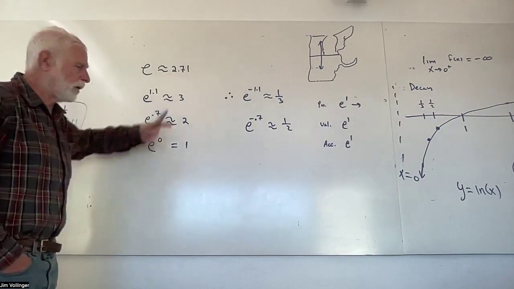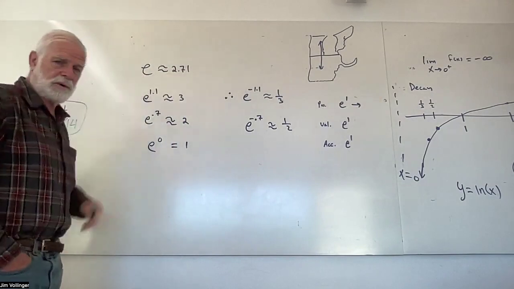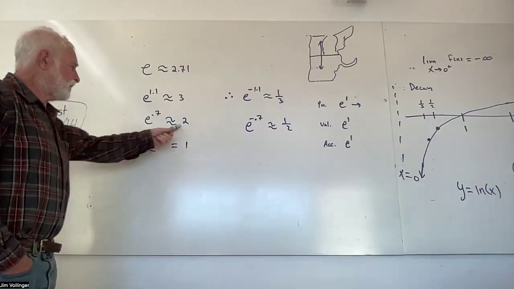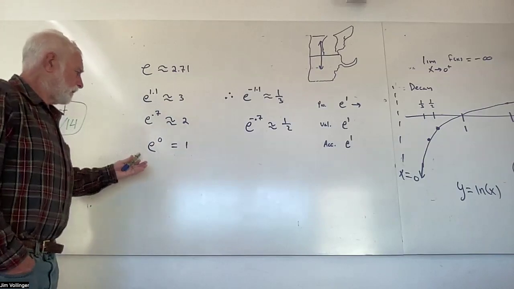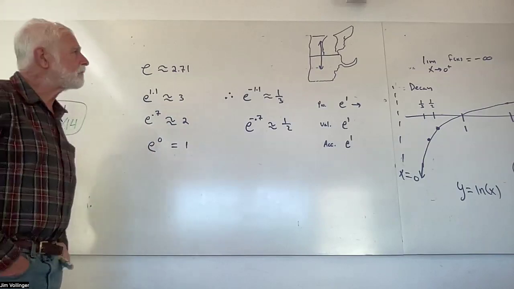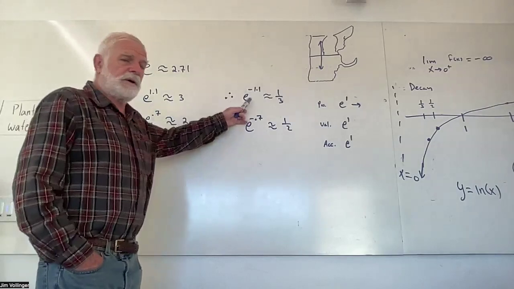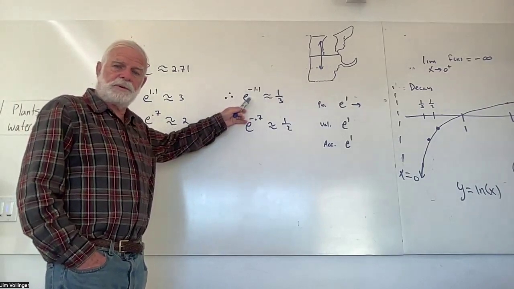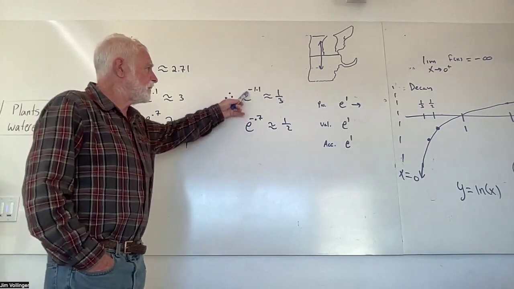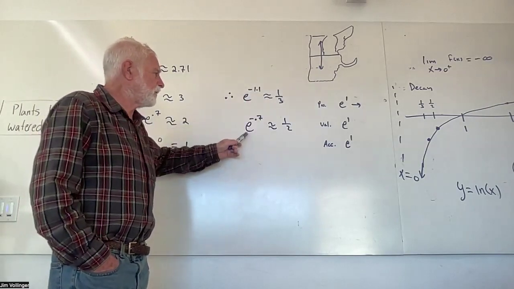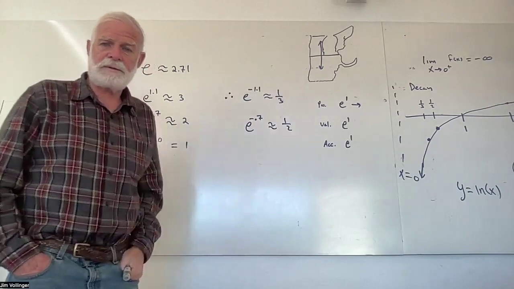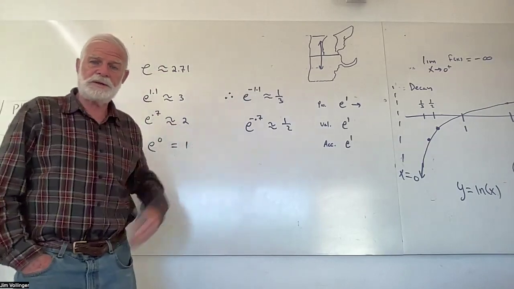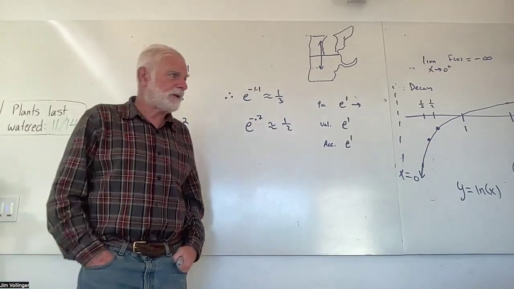So e to the 1.1, as an approximation, gets you 3. e to the 0.7 gets you 2. e to the 0 is 1. And we studied negative exponential values, and they're really reciprocating functions. So e to the negative 1.1 is 1/3, e to the negative 0.7 equals 1/2. When we're graphing e to the x, we use these approximations in my classes to get a feel.